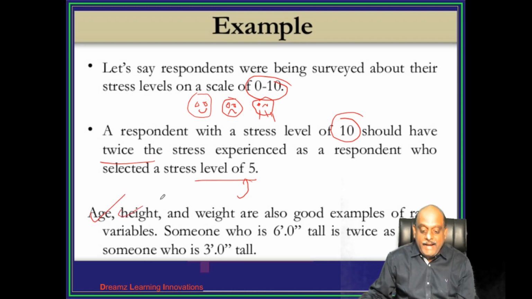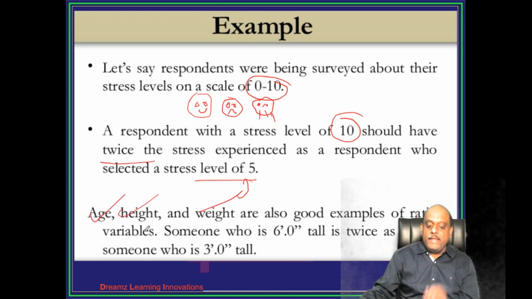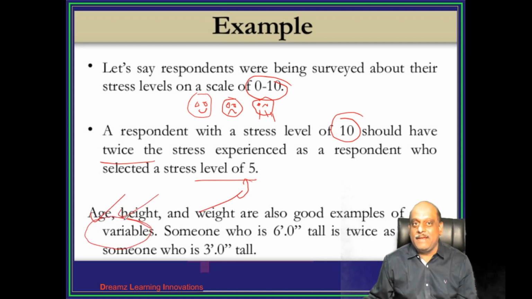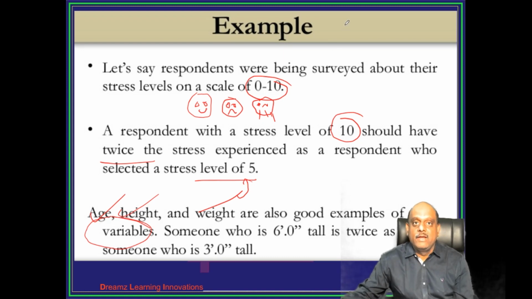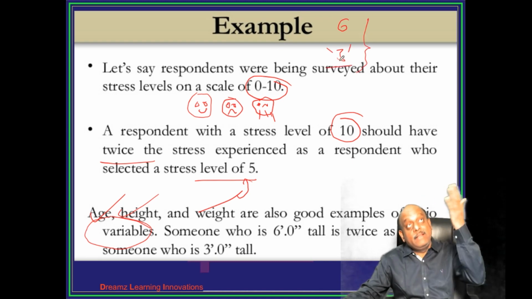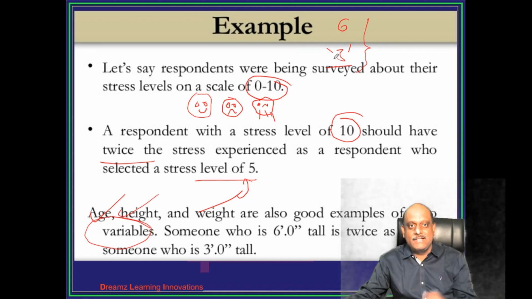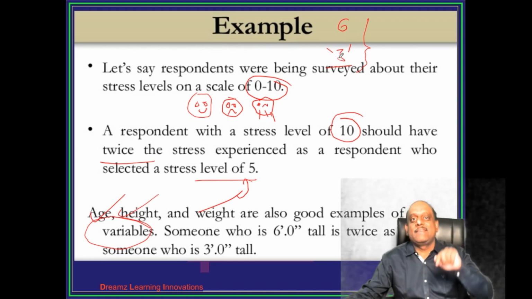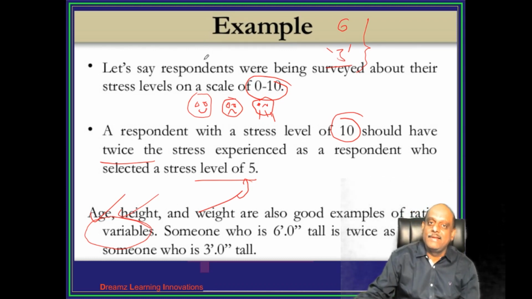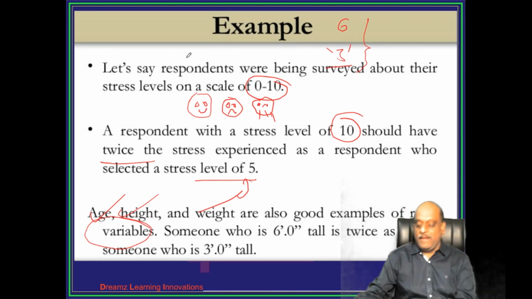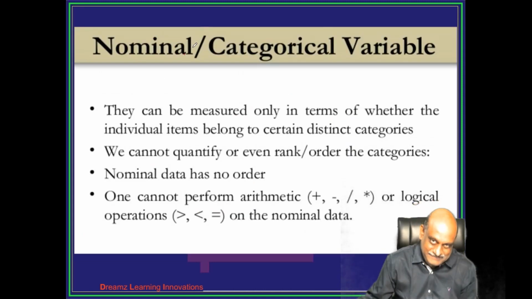So, age, height, weight, they're all good examples of ratio variable. That means a guy who is about 6 feet compared to a guy who is 3 feet, he is definitely double the height. So, it is quantifiable, you can order it, it has got an interval, but the ratio makes sense. That is called the ratio variable, is what you need to remember.